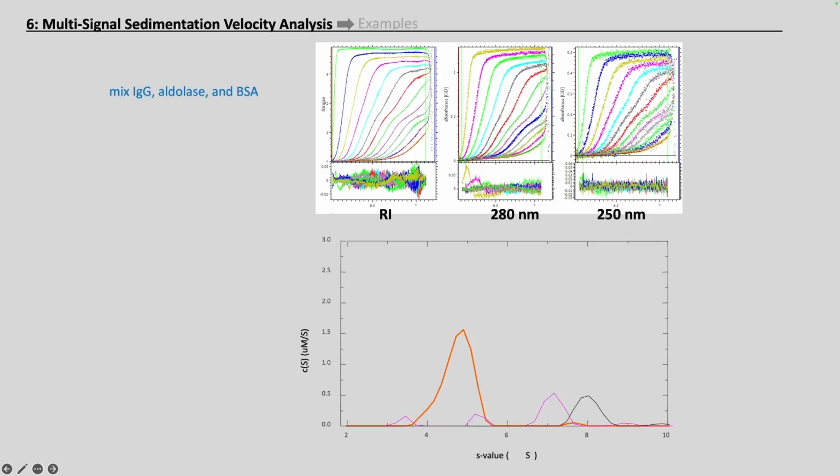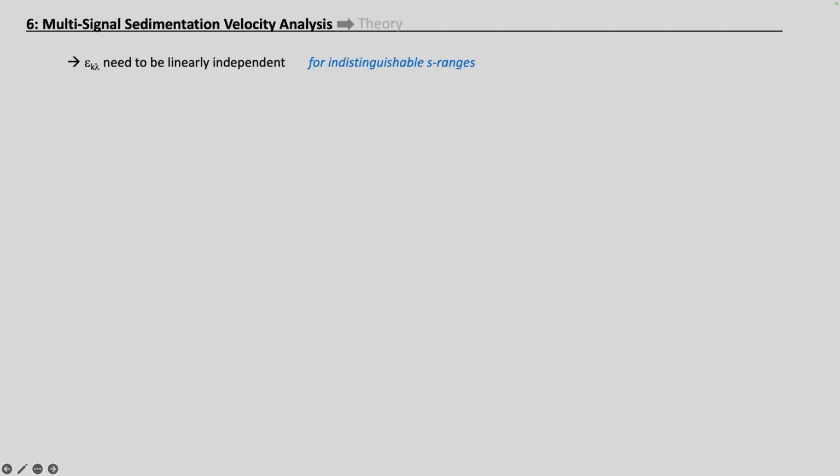Why does this work so well? It is because we have tens of thousands of data points with fairly high signal-to-noise ratio, and the boundary model can extract this information. Obviously, another prerequisite for this to work is that the signal contributions need to be linearly independent. But here's the thing.